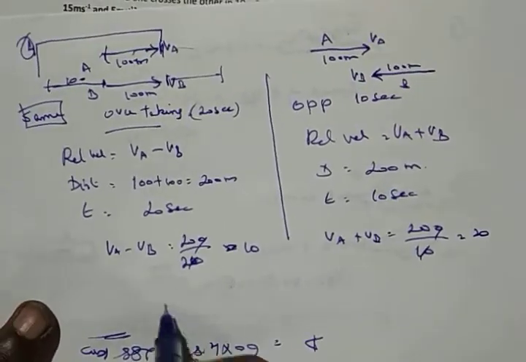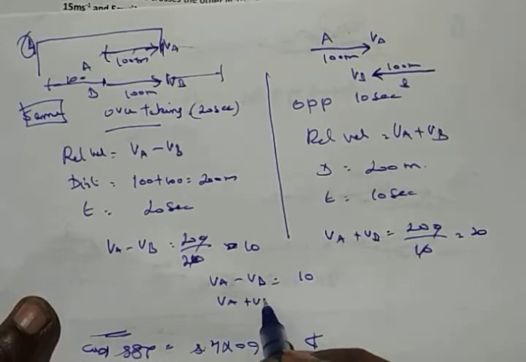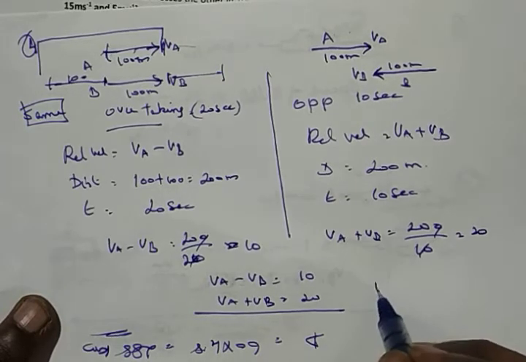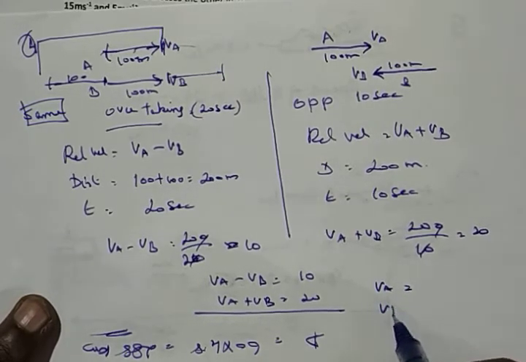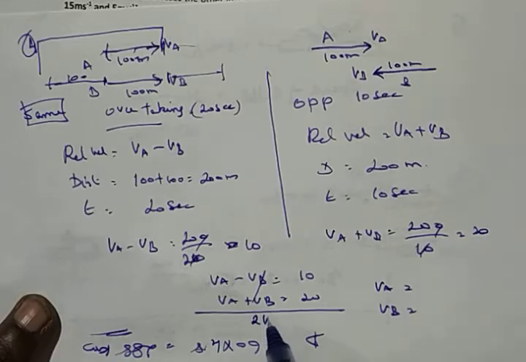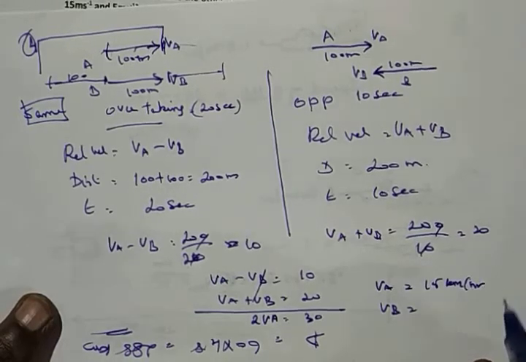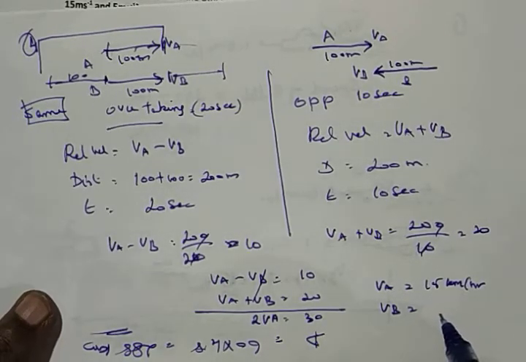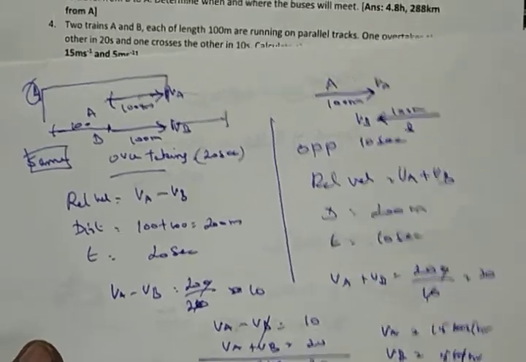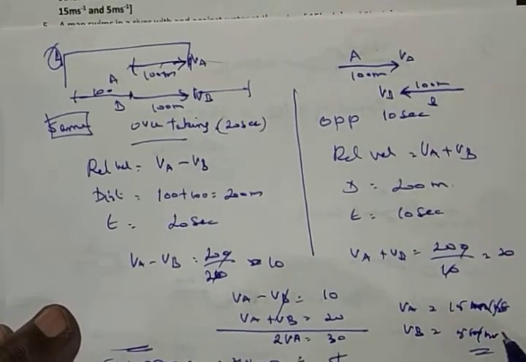So there are two equations you will get here. VA minus VB is equal to 10. VA plus VB equal to 20. Solve these two. Once you solve these two things, you will get VA, you will get an answer. You will get VB, you will get an answer. These two will get cancelled out. 2VA is going to be equal to 30. What is VA? That's going to be equal to 15 kilometers per hour. And what is VB? Then it's going to be 5 kilometers per hour. So you will get the answer like this. That's already there. 15 and 5 is the answer. Not kilometers per hour, it is meter per second.